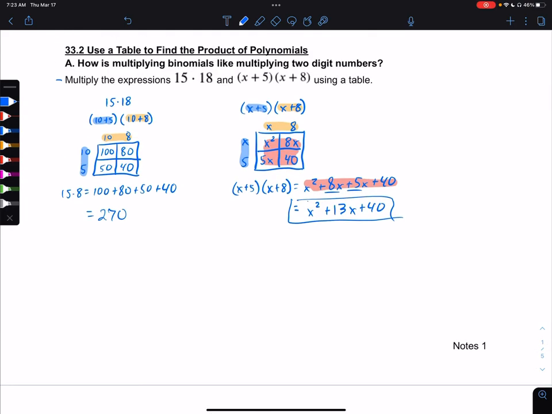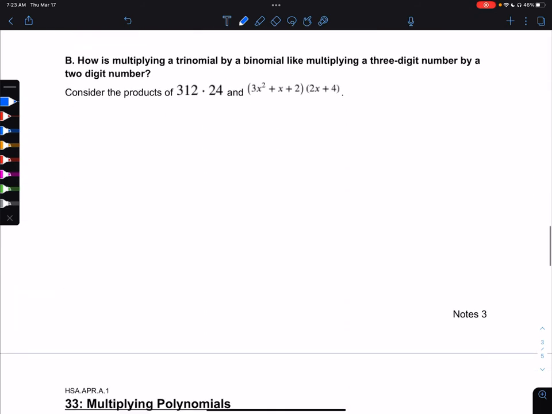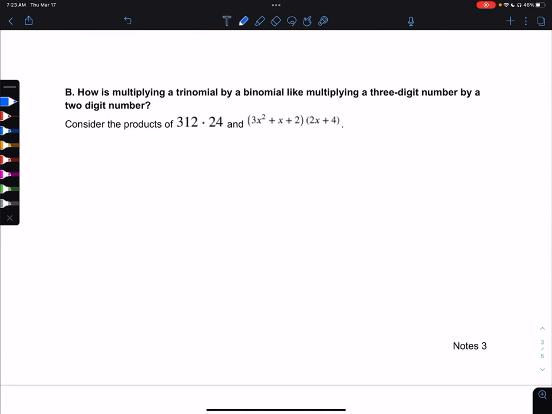Example 2, where we talked about kind of this here. It's a different setup, but you might be familiar with doing things like this. So we have 312 times 24, which you can rewrite. Well, let me give myself a little more space there. Which you can rewrite as 312 times 24. All right, and you may have seen it written out this way.